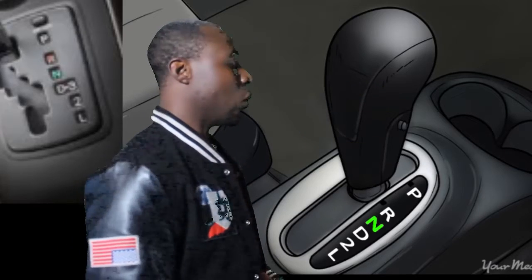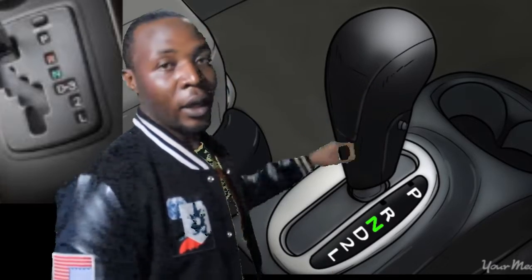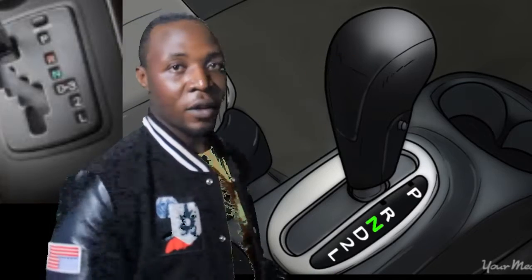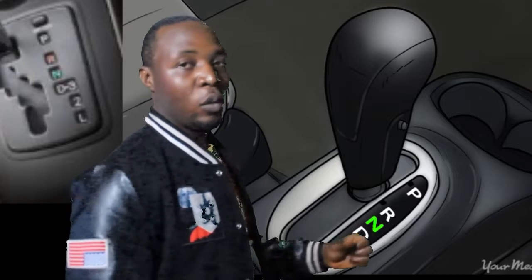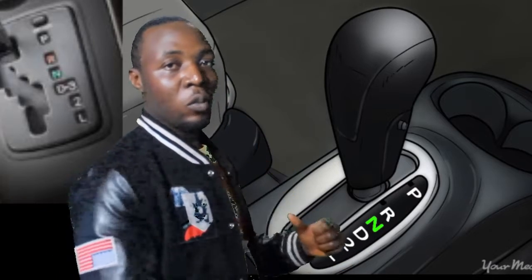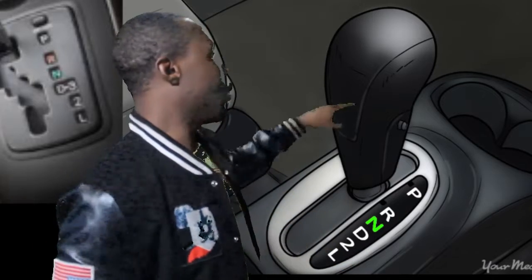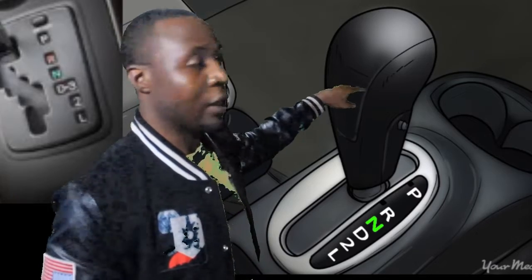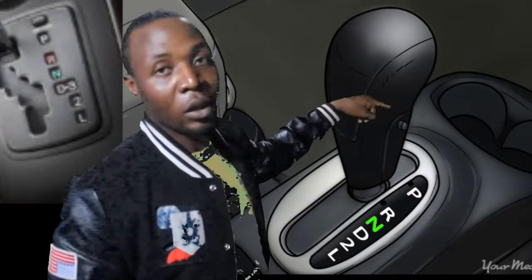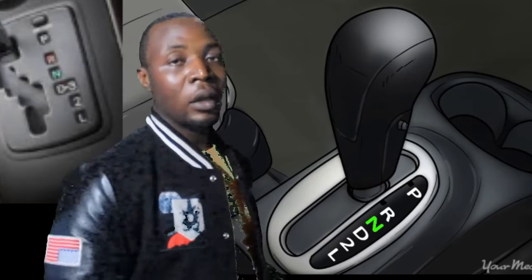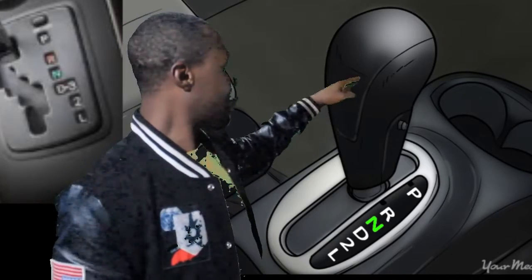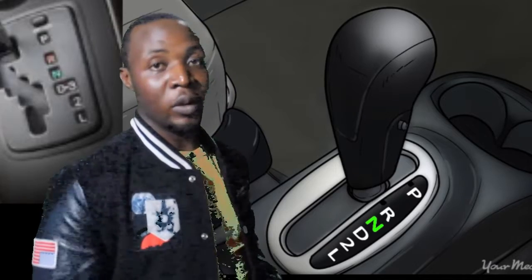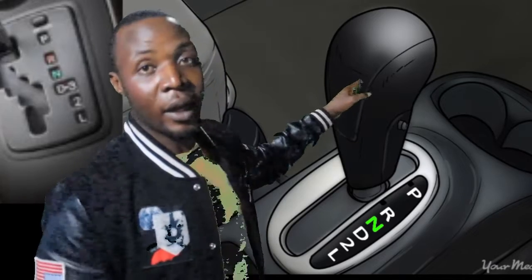The next thing we want to look at is reverse, which is R. R stands for reverse. If you want to move the car backward, you have to go with letter R. You take the selector and put it at R, then you'll be able to move the car backward. Then we go down to the next letter, which is letter N.